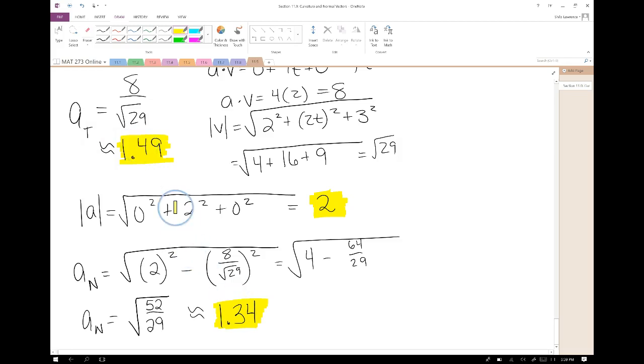Now it's possible that you could work a problem where all of your acceleration is in your tangential component and you get 0 for your normal component. That means that you're just traveling on a straight line, because remember, a sub n tells us how our direction is changing. Or it could be vice versa. We could have a sub n equal to our magnitude of acceleration. We could have a sub t come back 0. That means our speed is not changing at all, and all of our acceleration is going towards changing our direction.